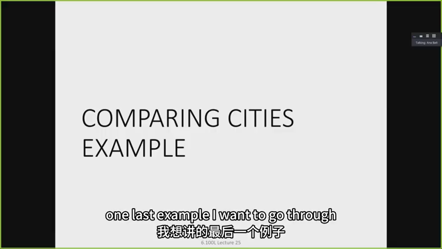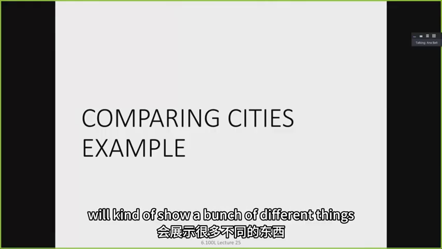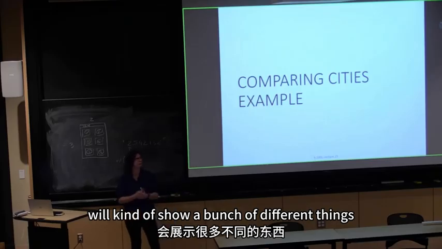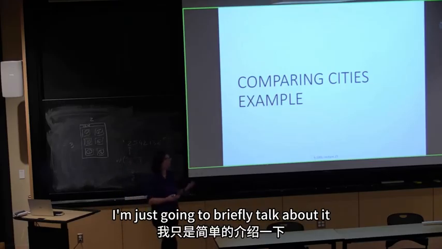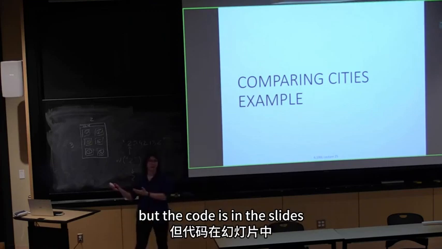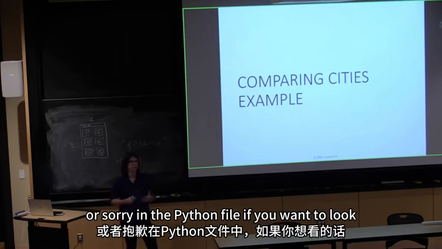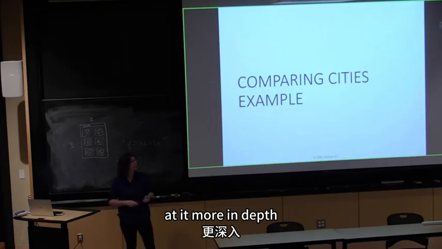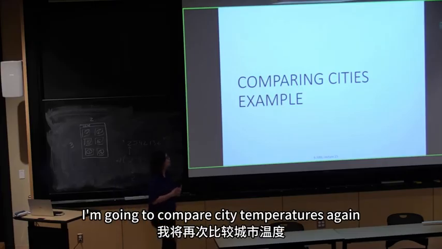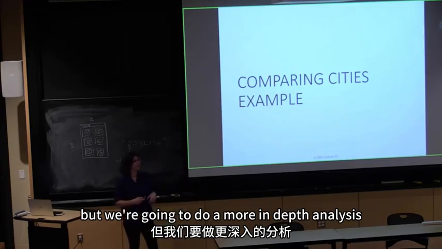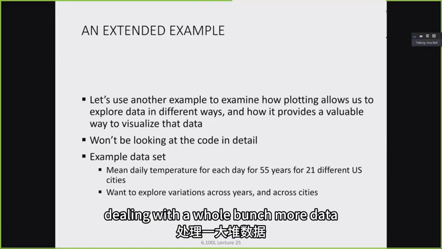Okay. One last example I want to go through. This one will kind of show a bunch of different things. It's going to have a lot of code. I'm just going to briefly talk about it, but the code is in the slides, in the Python file if you want to look at it more in depth. I'm going to compare city temperatures again, but we're going to do a more in-depth analysis dealing with a whole bunch more data.